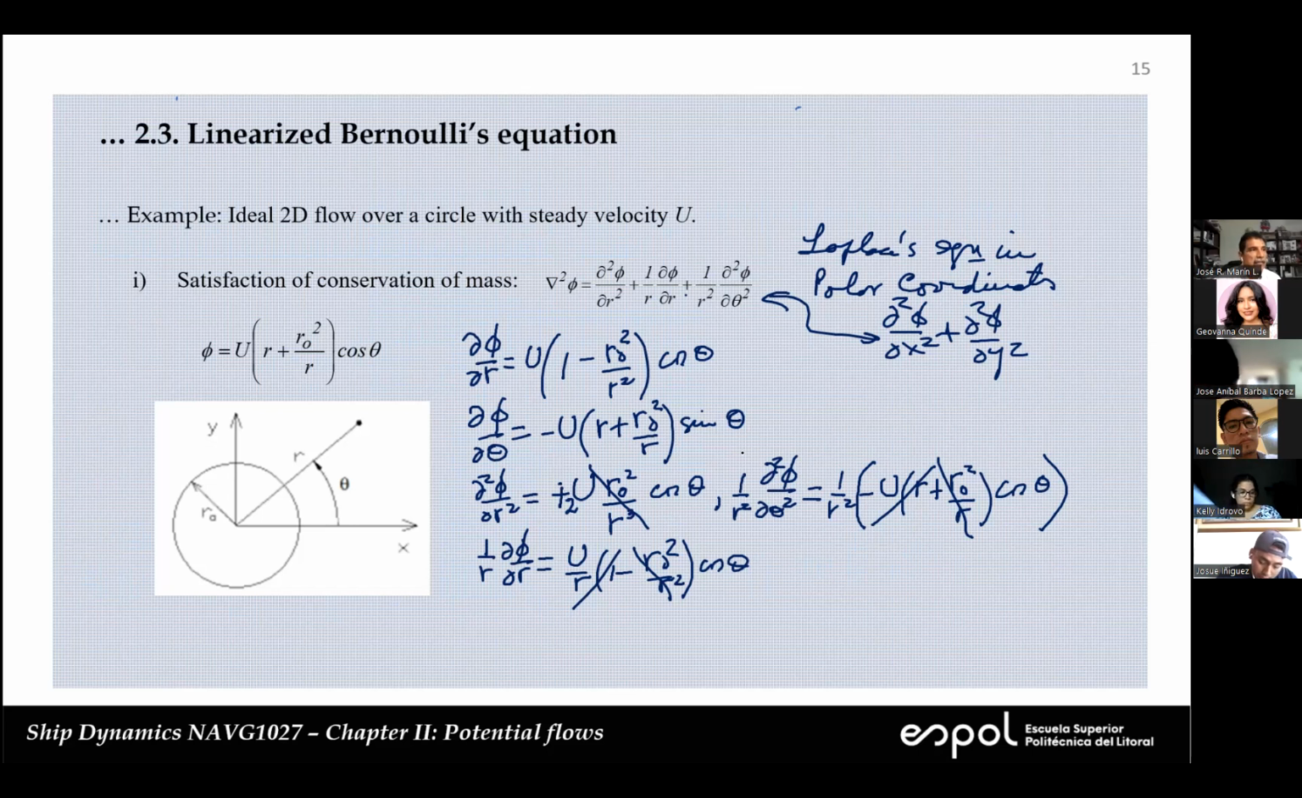Okay, so that proves to you that it indeed satisfies Laplace's equation. So as far as Laplace's equation is concerned, this is a correct function for this problem. That's just the first step. Now, second, we have to satisfy the boundary conditions. Okay, now this is solid.